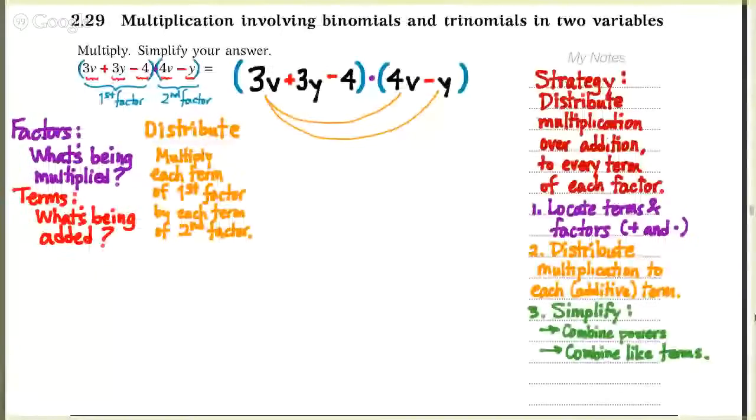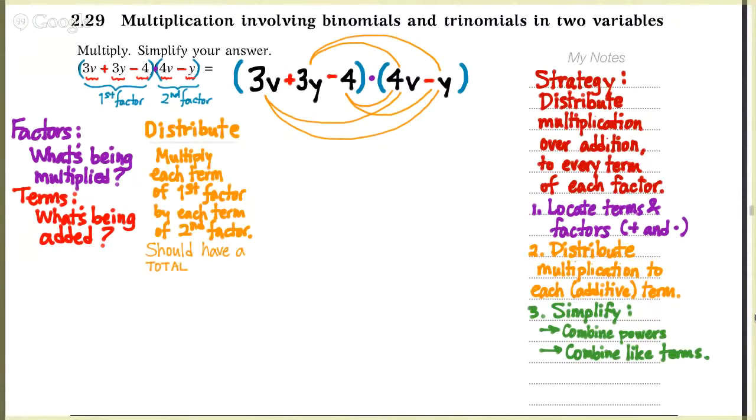So what do we expect to happen? That 3v from the first factor has to multiply both the 4v and the minus y from the second factor. The 3y from the first factor has to multiply the 4v and the minus y from the second factor. And the negative 4 from the first factor has to multiply the 4v and the minus y from the second factor.